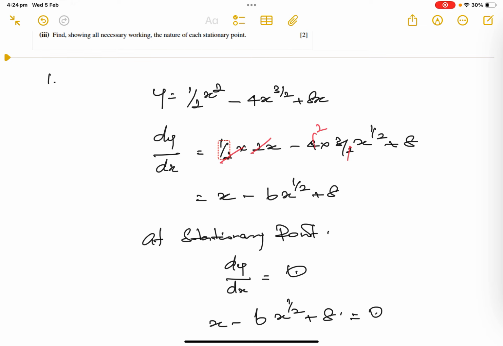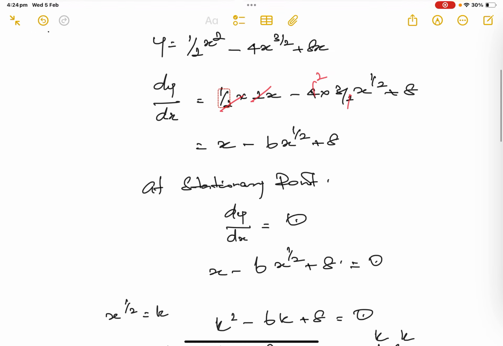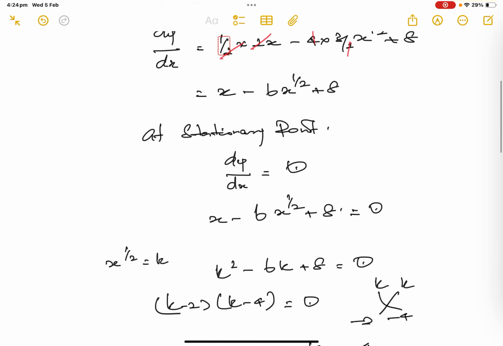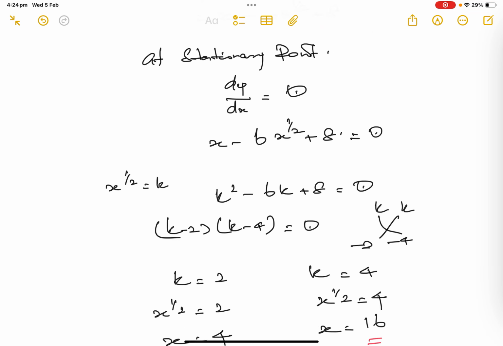Now we are specifically looking for a stationary point, so the tangent should be parallel to the x-axis. Therefore, the gradient of the tangent has to be 0. So at a stationary point, dy over dx equals 0. So dy over dx we have found: x minus 6x to the power of half plus 8 equals 0.